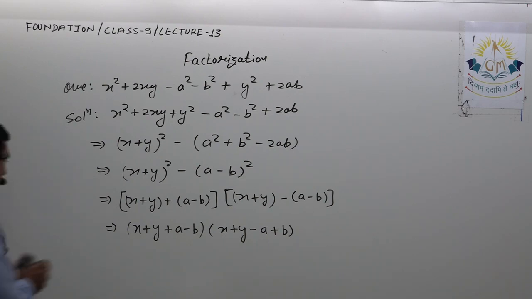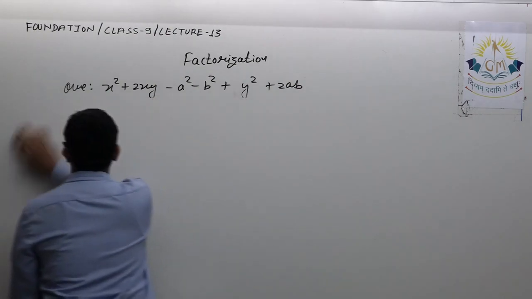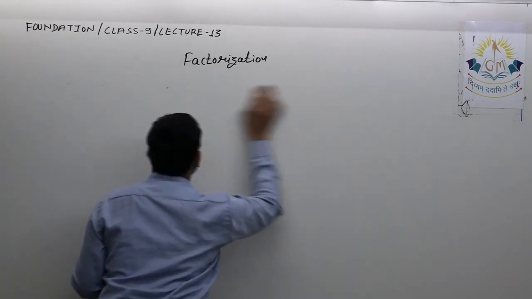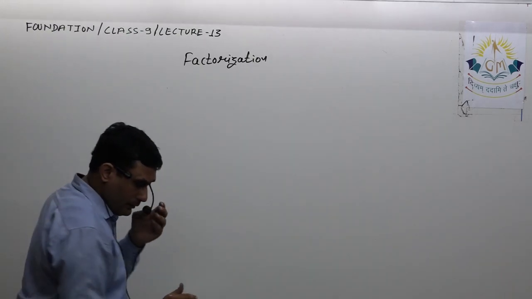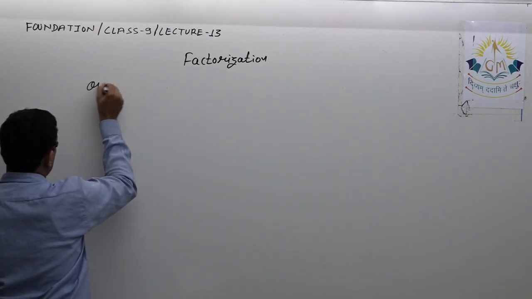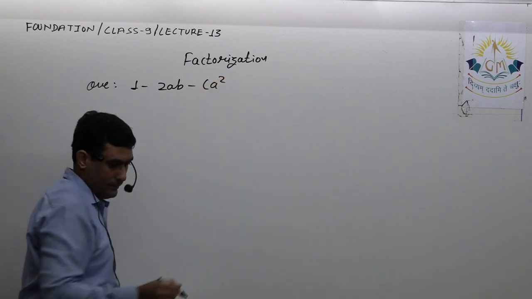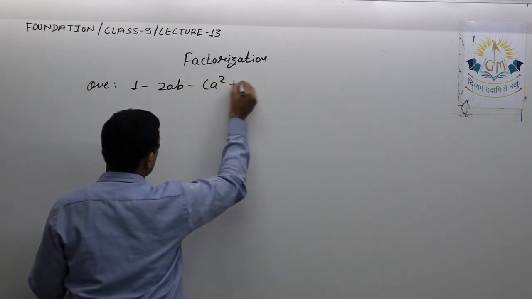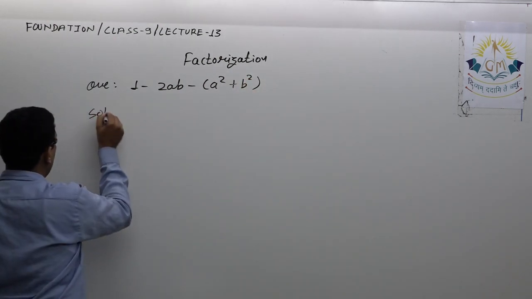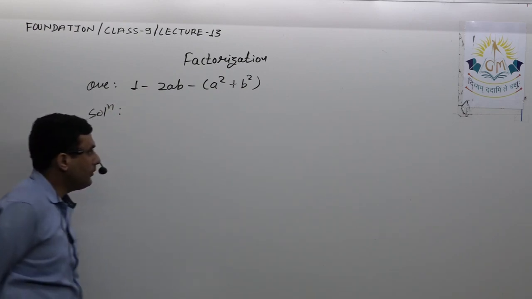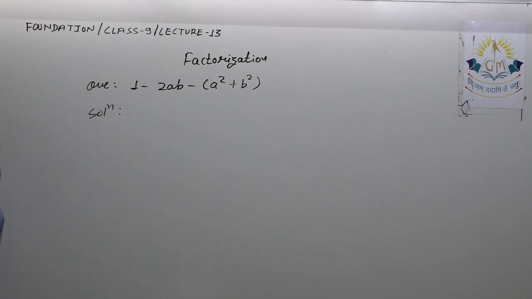Okay, now let us see the next question. Next question is 1 minus 2ab minus a square plus b square. Okay, 1 minus 2ab minus a square plus b square. So think for a while how you will find the factors of the given expression, then I will give you its solution.